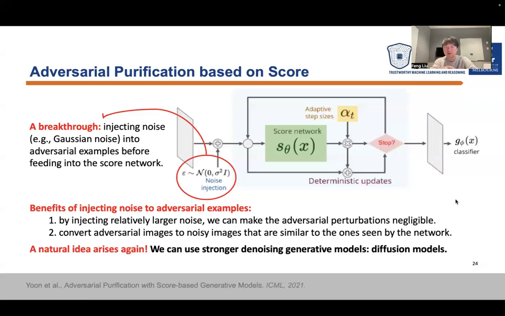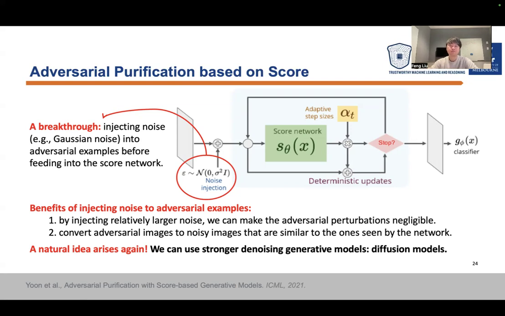We can first inject some noise, okay? For example, we inject Gaussian noise. And after we inject Gaussian noise, the effect of adversary noise gets weaker and weaker, okay? And then we just use a pre-trained score network to remove the noise from the image, right? So we know adversary noise is just a small noise. So we can add more noise to the image and let the adversary noise have a very light effect. And then we just use the score network to remove the Gaussian noise we injected and get the final images.